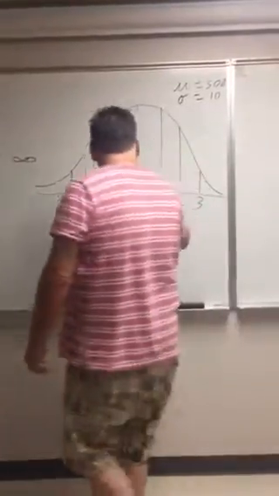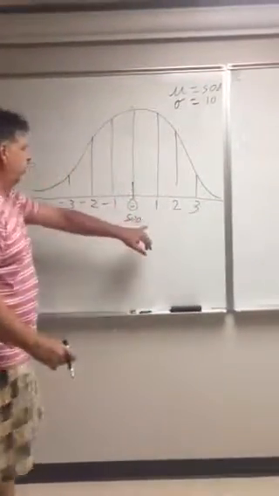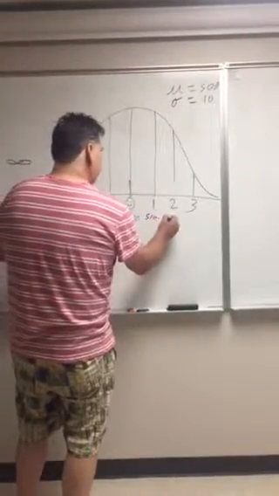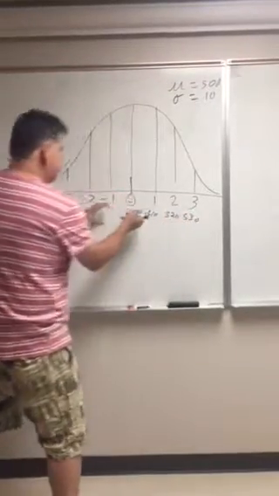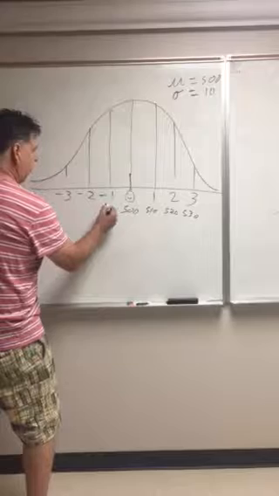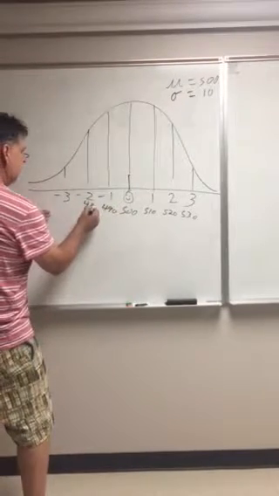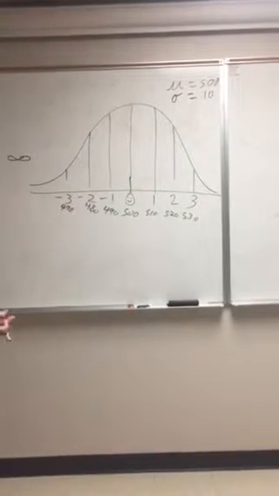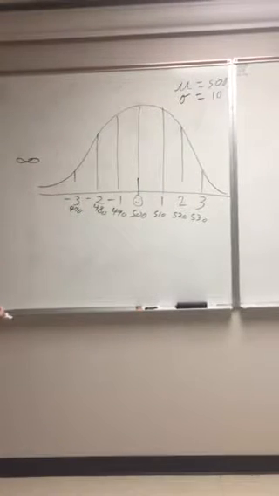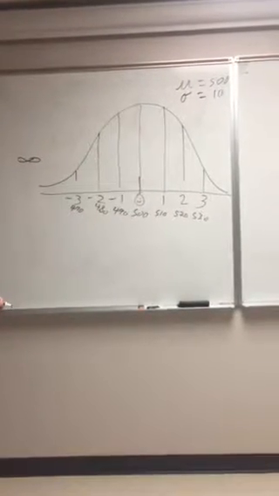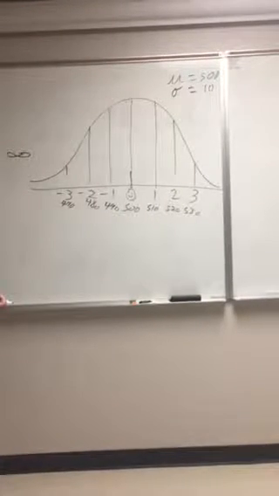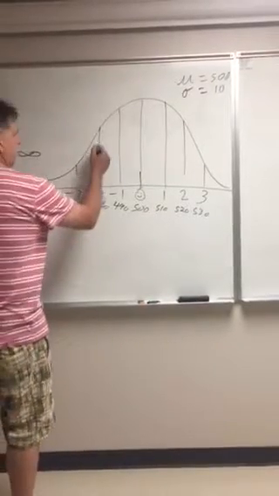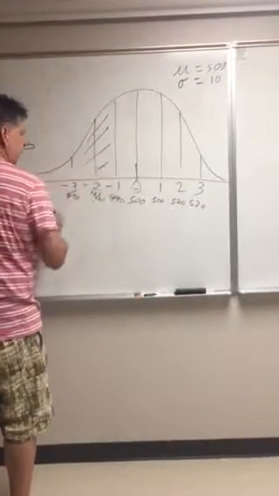So if I know my mean is 500 and I have a standard deviation of 10, I just add 10 to this. So 510, 520, 530. And I'll subtract 10 from this side, so I'll have 490, 480, and then 470. So if I ask you what the values are between -3 and -1, I'd be talking about the area here.